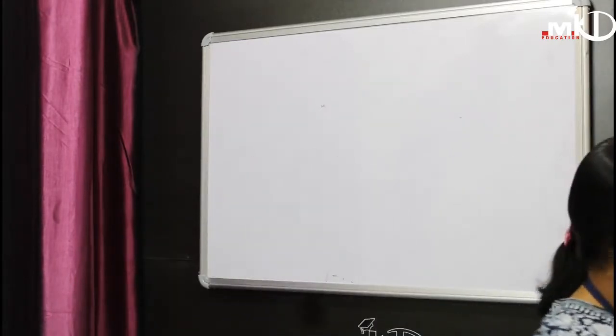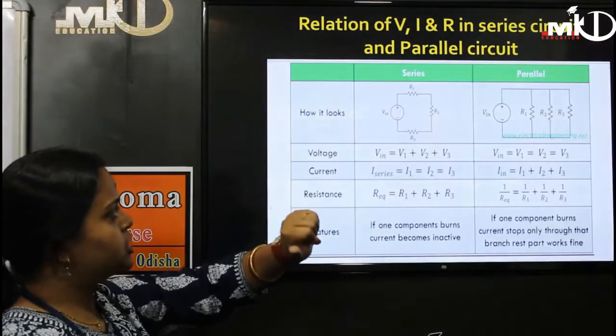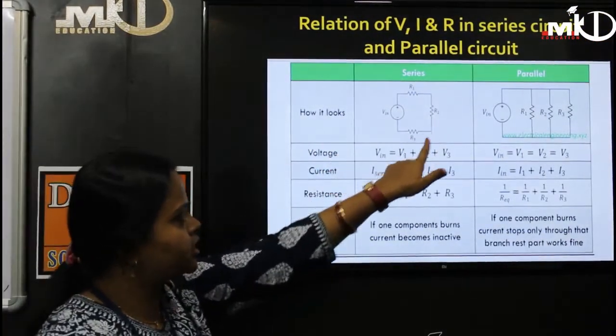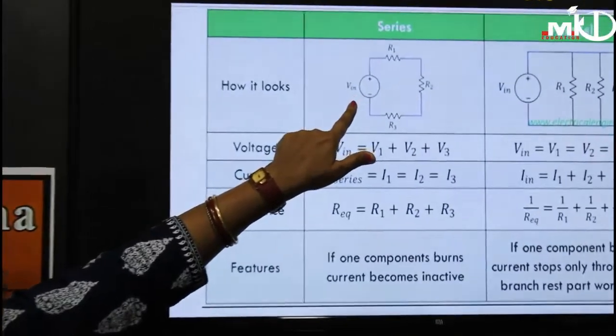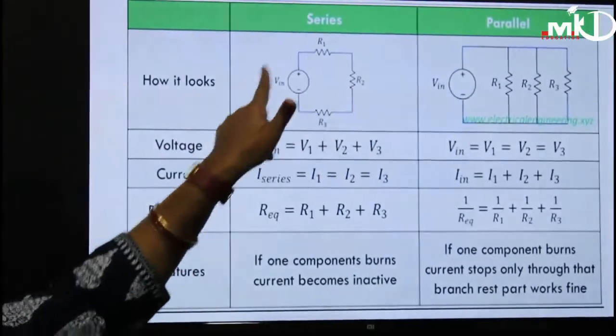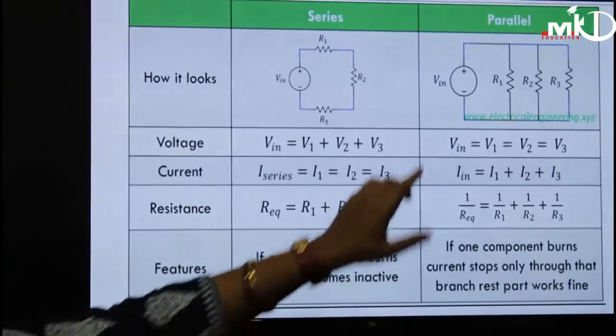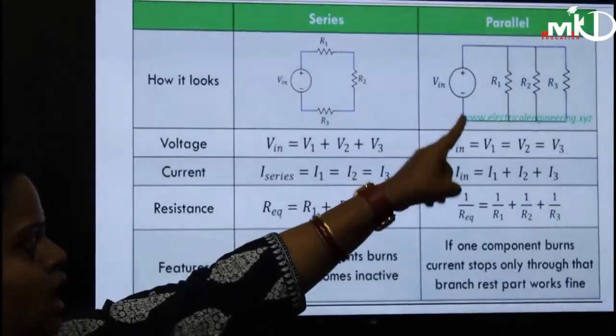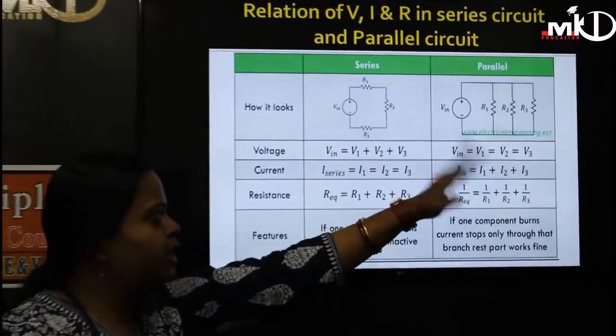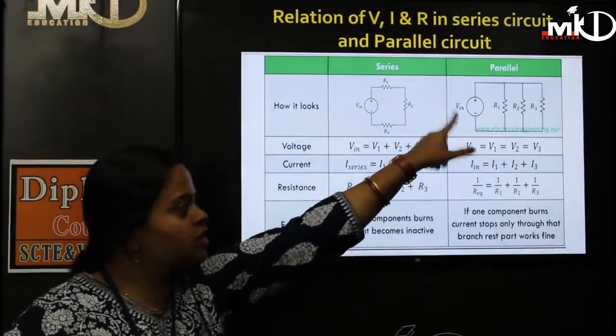So here this is the summary of this series and parallel concept. So this is the series circuit. We have taken, this is the voltage source V, R1, R2 and R3 three resistances are in series here, and that is the parallel circuit, R1, R2, R3 connected in parallel, and this is input voltage V.